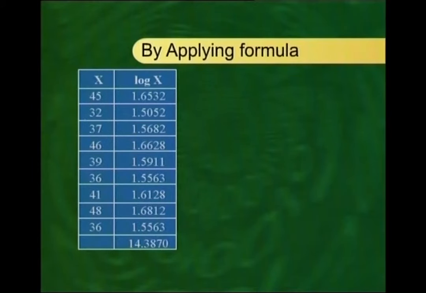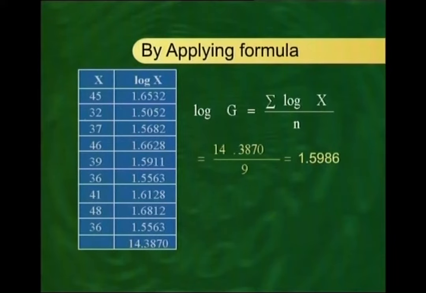Log of 45 is 1.6532. Log of 32 gives us 1.5052, and so on. Adding this column of log x, the sum is 14.3870. Dividing that by the total number of observations, that is 9, log of G comes out to be 1.5986. The last step is to take the antilog, and doing so, the geometric mean of these 9 values comes out to be 39.68. Ye to hua formula for the geometric mean in case of raw data.